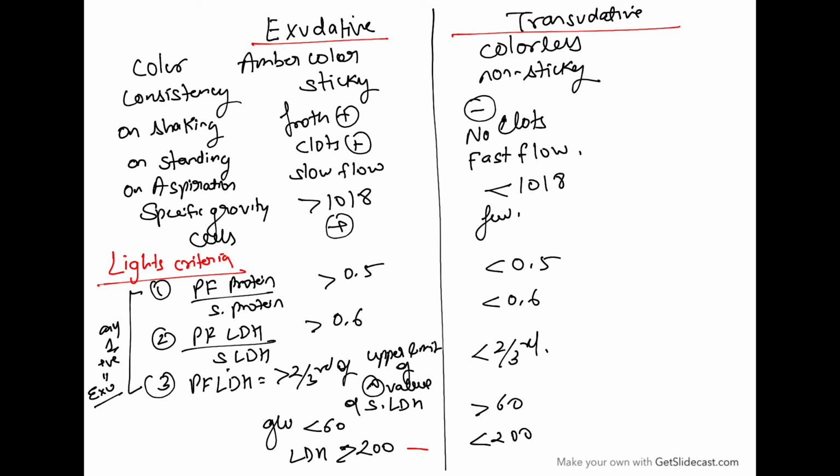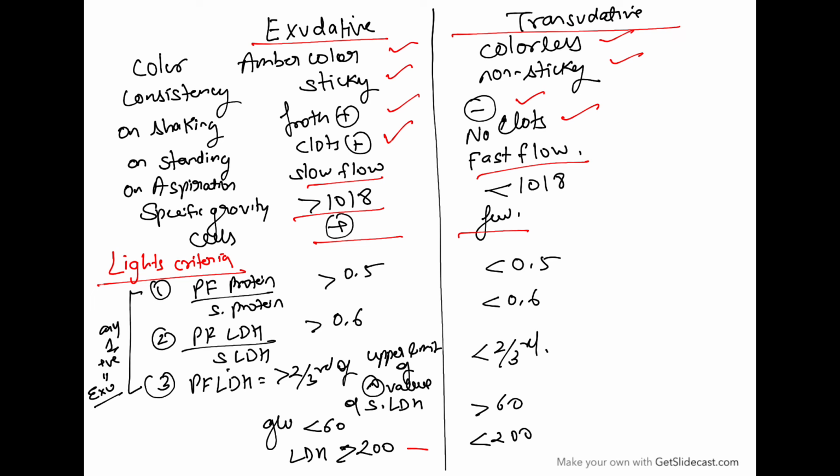Now, what are the differences between exudative and transudative pleural effusion? On physical appearance, the color: in exudative it is amber colored, and in transudative it is colorless. Consistency: exudative is sticky, transudative is non-sticky. On shaking, froth formation occurs in exudative, doesn't occur in transudative. On standing, clot formation occurs in exudative, doesn't occur in transudative. On aspiration, exudative flows slowly because it is viscous, transudative flows fast. Specific gravity will be more than 1018 in exudative, and less in transudative, because cells are present more in exudative. Transudative has only a few cells.